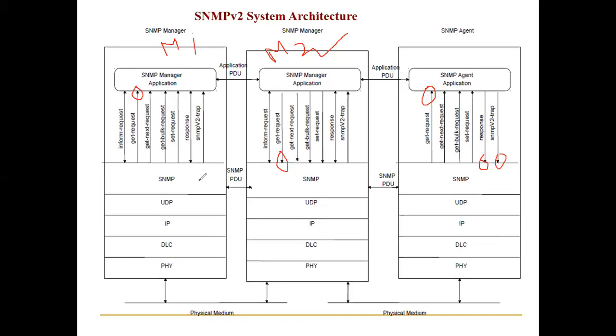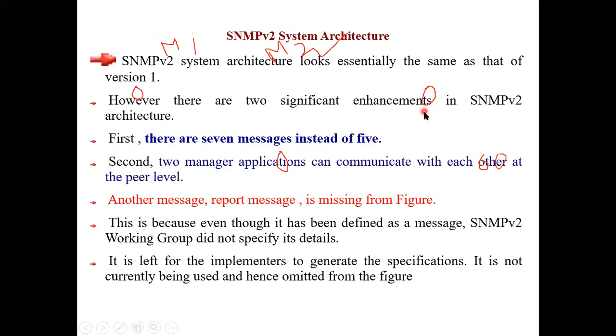This is important. Then remember, these are not the OSI layers. These are all embedded in the SNMP only. So we are using the UDP protocol for communication, IP, the data link control, and then the physical. So these are all embedded in the SNMP, and then we are exchanging these SNMP PDUs. So let us understand. Once this architecture is there, let us discuss in detail about the commands.